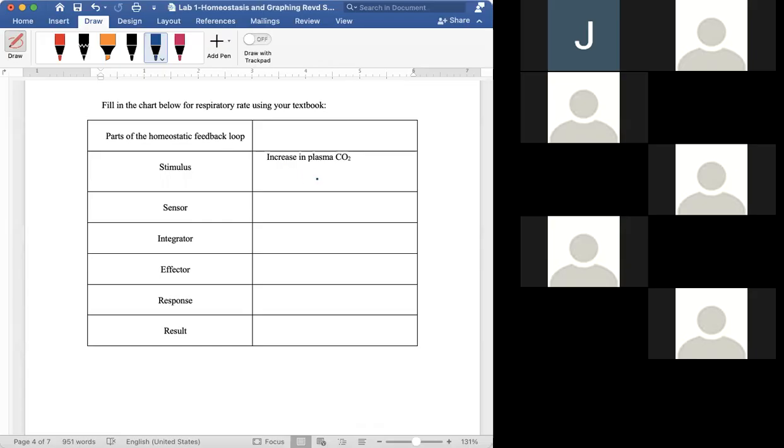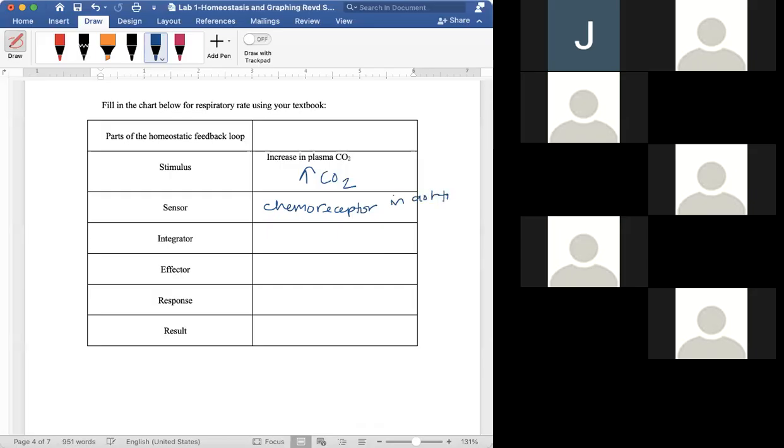Okay, so your mechanism to breathe is an increase in CO2 in the plasma. Did anybody find a sensor for this? Chemoreceptor reflex. So remember, you're giving me a sensor and you're giving me a location. So chemoreceptor and location. Aortic arch. Good. So in the aortic arch.